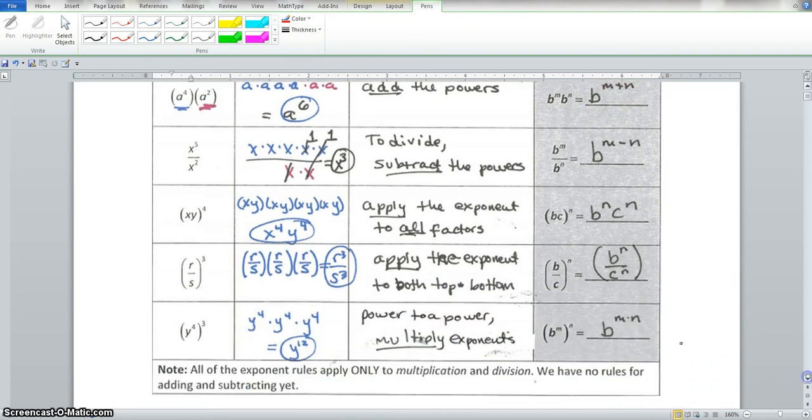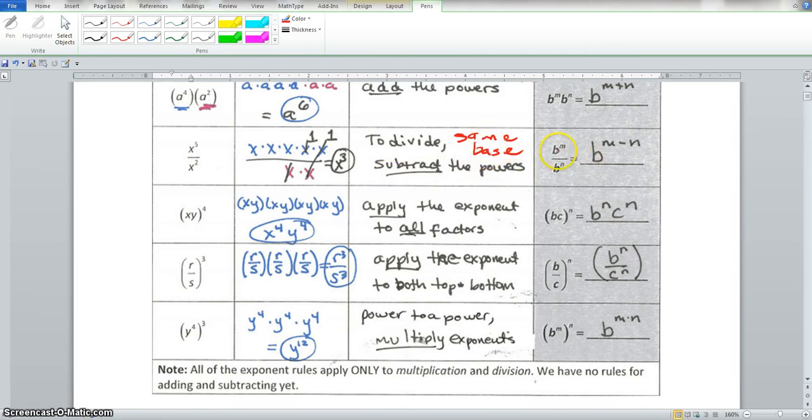Now we go down here to the second rule. We have x to the fifth divided by x to the second. We would expand this out. We would have 5 x's in our numerator and 2 x's in our denominator. Those x's would simplify out to 1, and we would just be left with x to the third power. To divide, and again, this is with the same base, you subtract the powers.